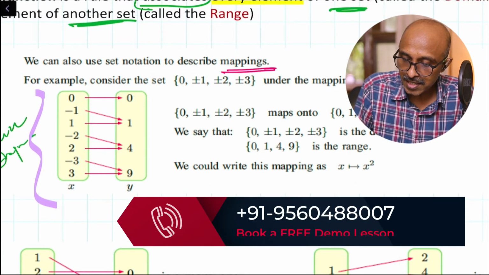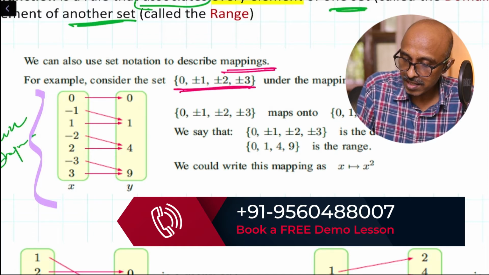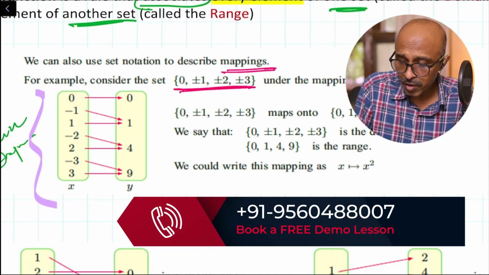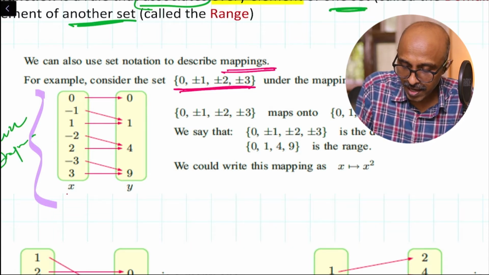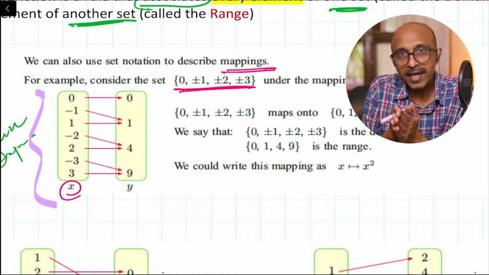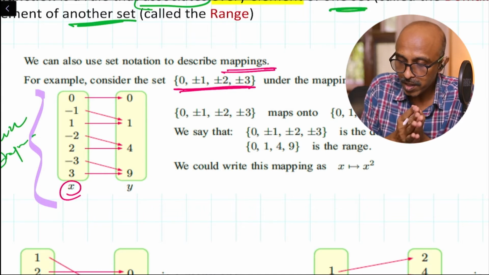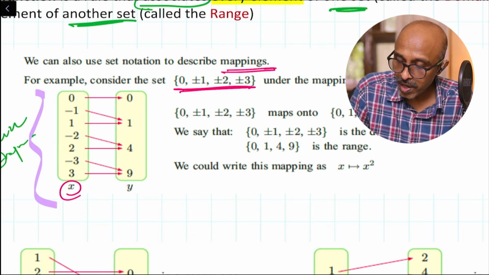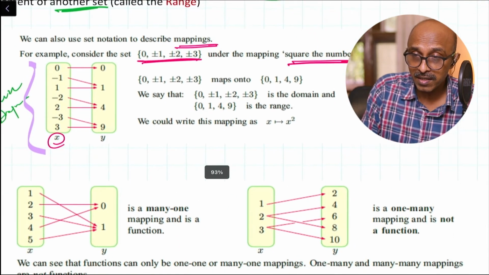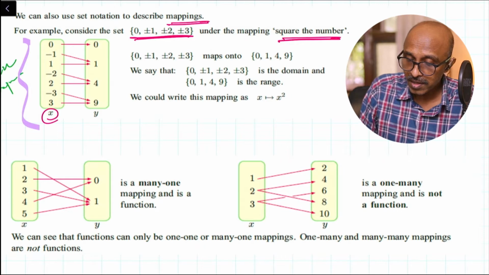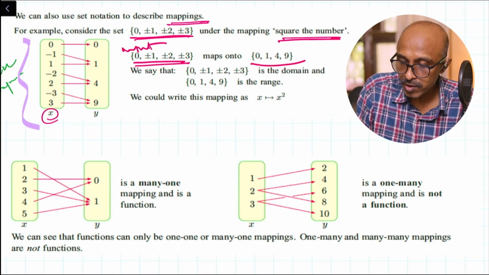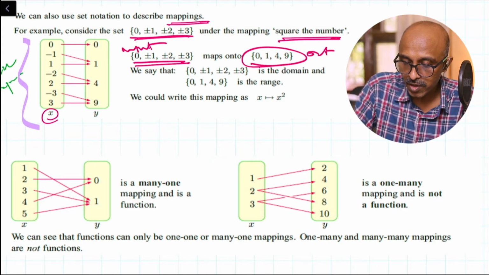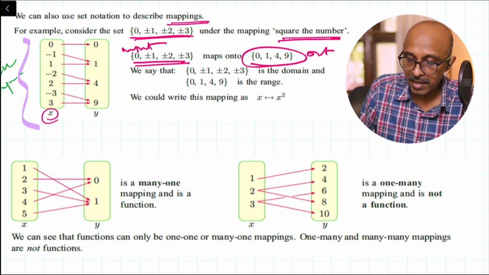For example, consider the set. This is a set, and they've used the set builder form: 0, plus minus 1, plus minus 2, plus minus 3. This is your input, and they have brought in the letter X. Now, often X is associated with this input, the set of all inputs. Under the mapping, square the number. That's the same example we were looking at. Can you see that? Square the number, all right? So the second set, as I said, this is the first set or the input, and it maps on to this other set called the output. And obviously, you've got 0, 1, 4, 9.